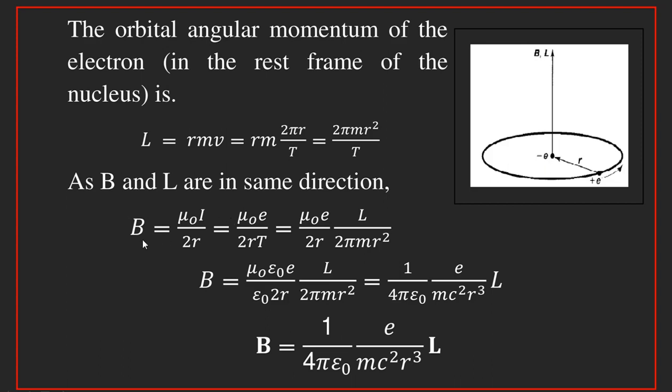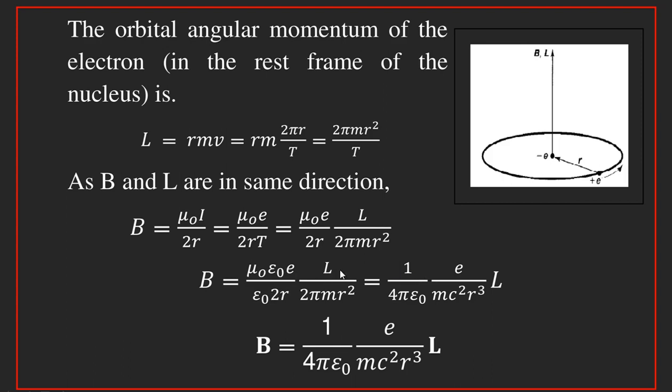So we can write B is equal to mu_0 I by 2R, that is equal to mu_0 by 2R into I, which is e by T, that is equal to mu_0 e by 2R into 1 by T. From here we get 1 by T is equal to L by 2 pi m r squared. Also, 1 by c squared is equal to mu_0 epsilon_0. I am adding an epsilon_0 in the numerator and denominator, epsilon_0 by epsilon_0, e by 2R.